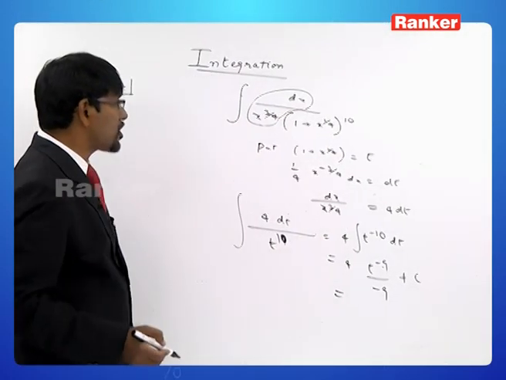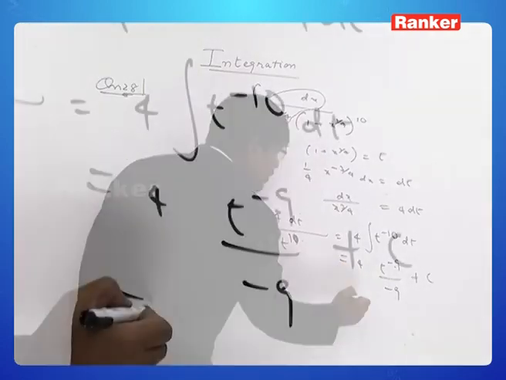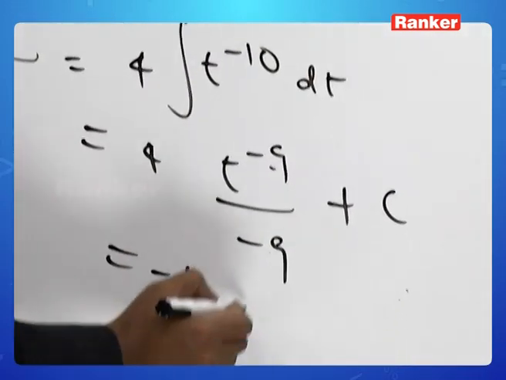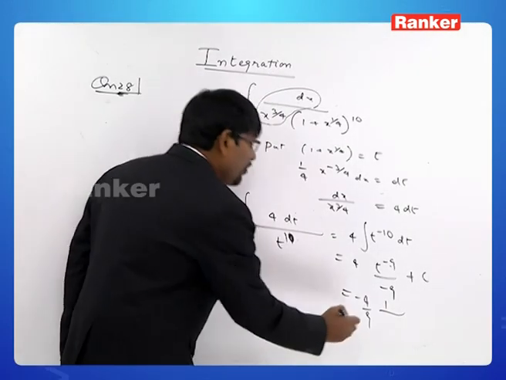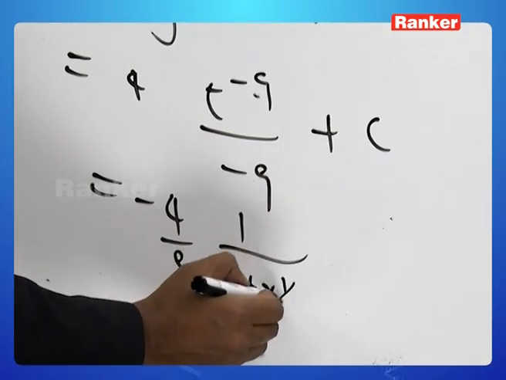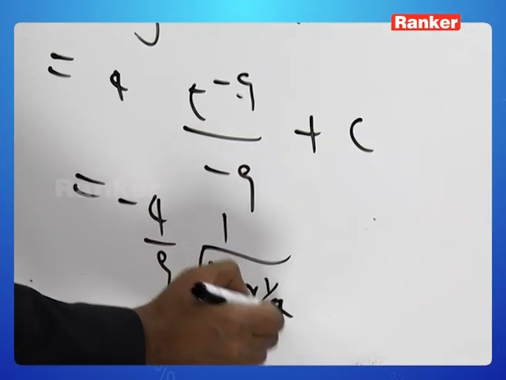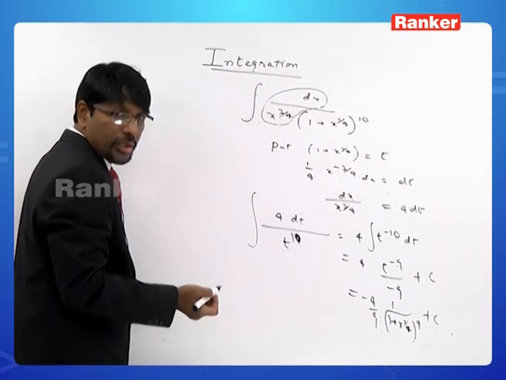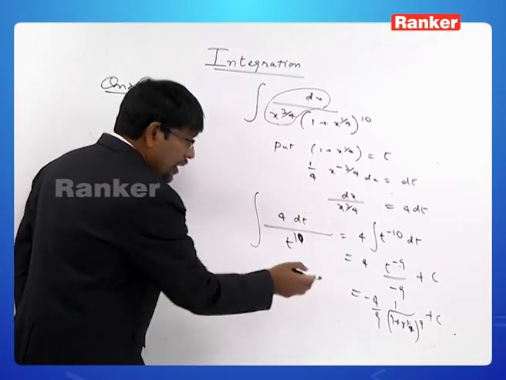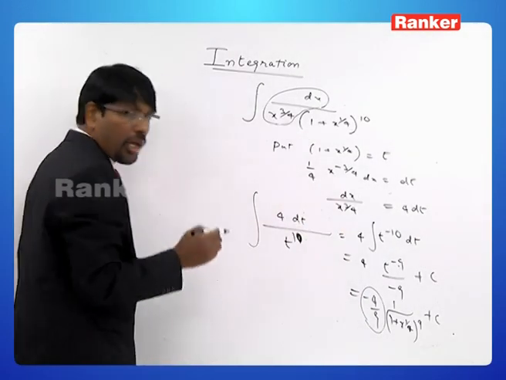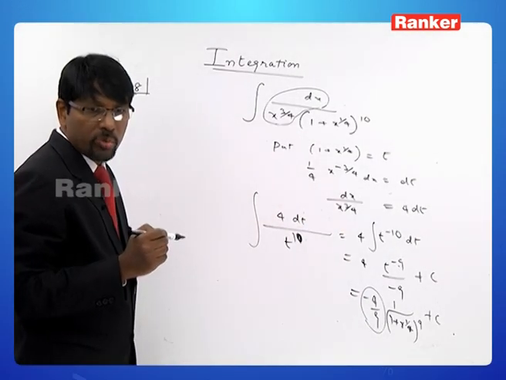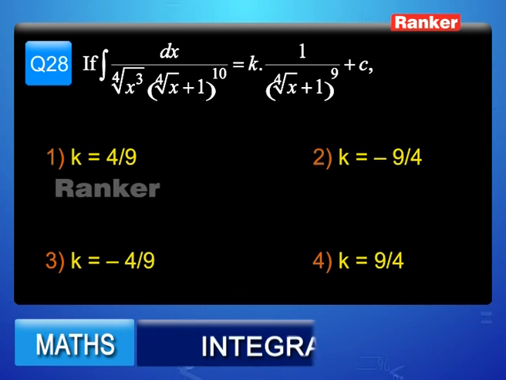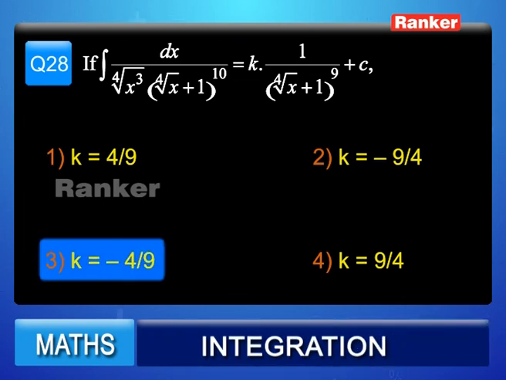Let us get back to what is t. So, what do we have? Minus 4 by 9 into 1 by 1 plus x power 1 by 4 raised to the power 9 plus c. So the right option is, here we are comparing with what is k. K is equal to minus 4 by 9, and the right option is the answer 3, third option.